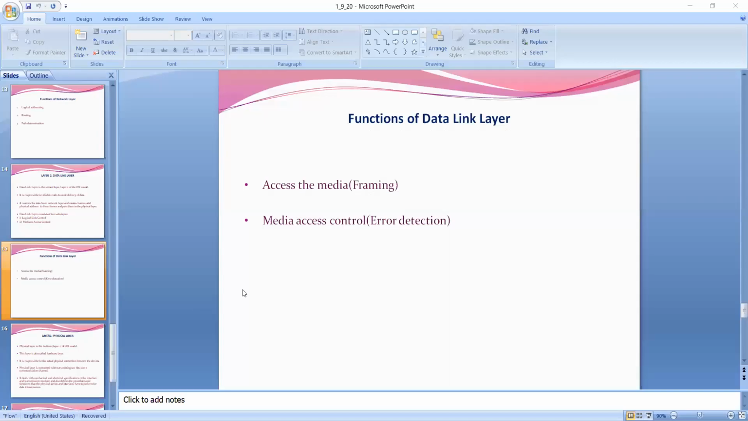Okay, sorry, that screen is not available. Okay, next one is media access control. So media access control is another important function of the data link layer. The purpose of this one is that there may be a number of devices connected to a common media.